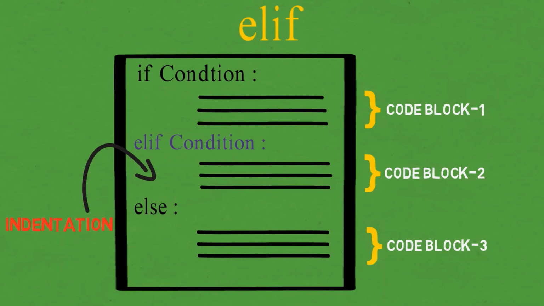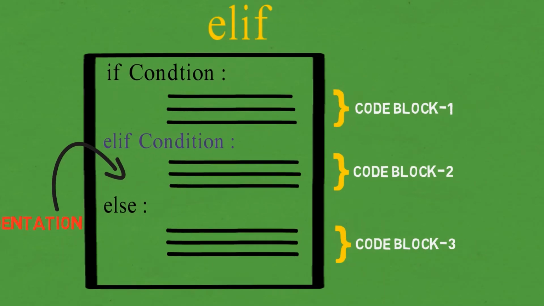So to quickly summarize how Python will go about this syntax: first it will check what condition you have written after if. If that condition is true, it will execute whatever you have written in code block 1. If not, it will check the second condition which you have written after elif. If that condition is true, then it will execute the code written below it under the elif, and if not, then only it will execute the code written under else.